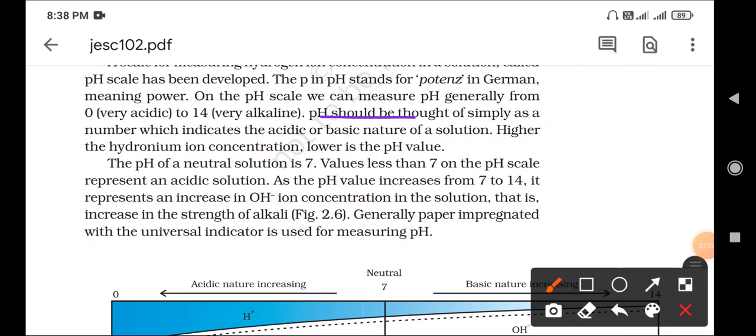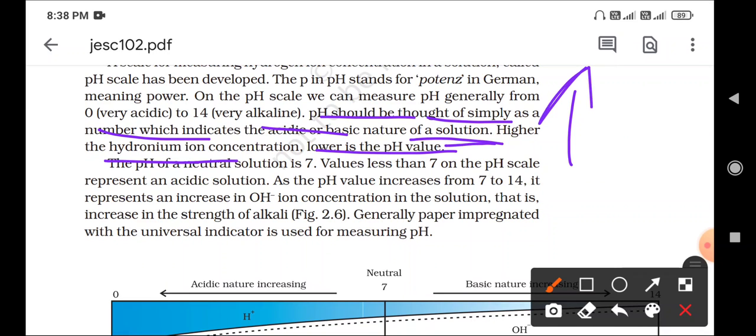pH should be thought of simply as a number which indicates the acidic or basic nature of the solution. The higher the hydronium ion concentration, the lower its pH value. It is simple, like your scale, that shows whether it is acidic or basic. If the hydronium ion concentration is higher, the pH value is lower. So more hydronium ions means a lower pH value. Remember that.